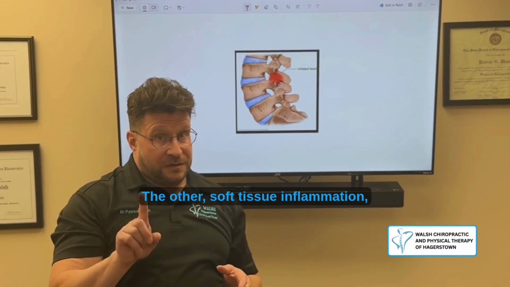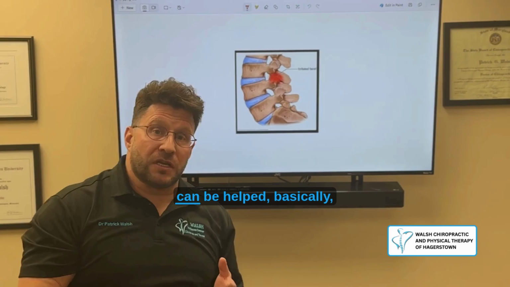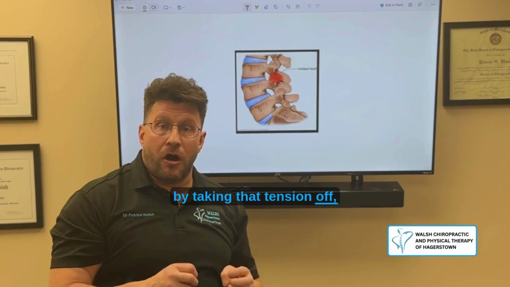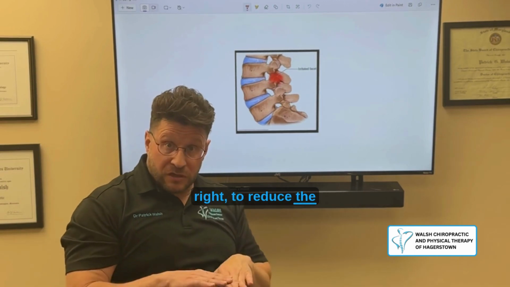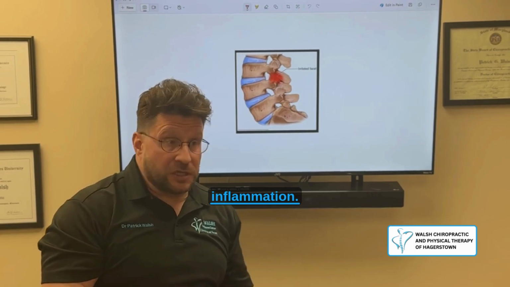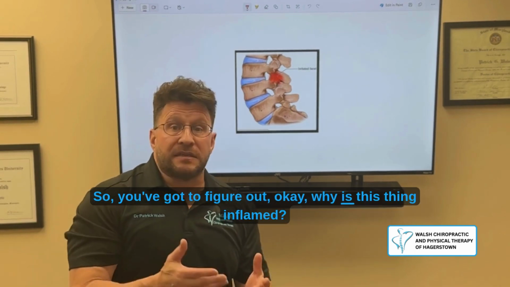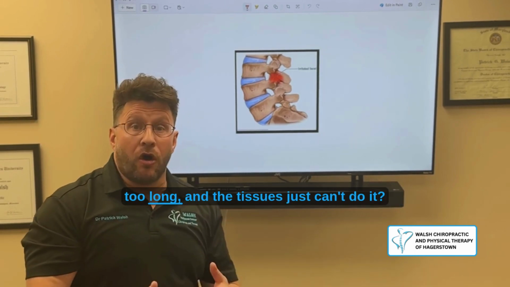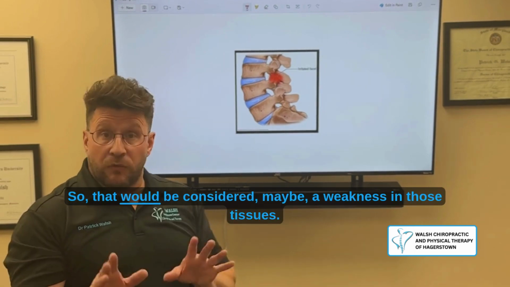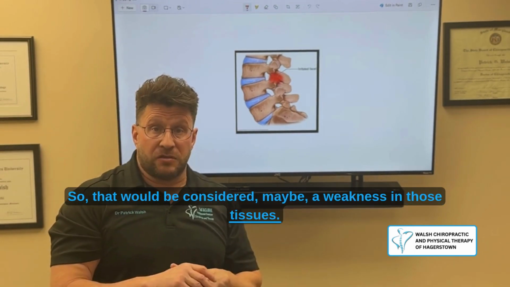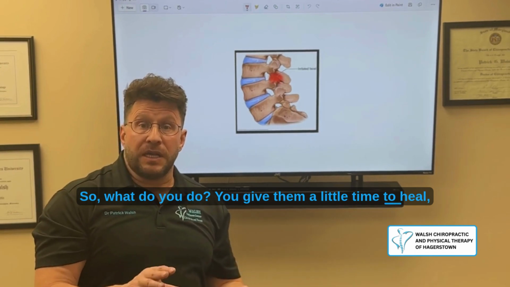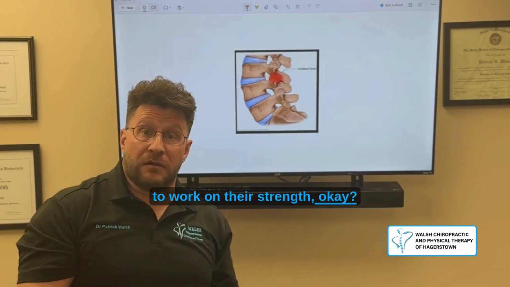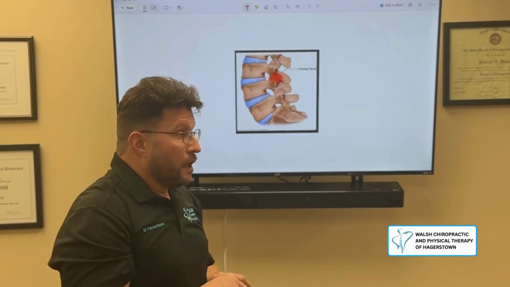changes. The other soft tissue inflammation can be helped basically by taking that tension off, right? To reduce the inflammation. So you've got to figure out, okay, why is this thing inflamed? Is it that I'm doing repetitive motion or something too long and the tissues just can't do it? So that would be considered maybe a weakness in those tissues. So what do you do? You give them a little time to heal, and then you start to do exercises to work on their strength, okay? Slowly bringing it up.